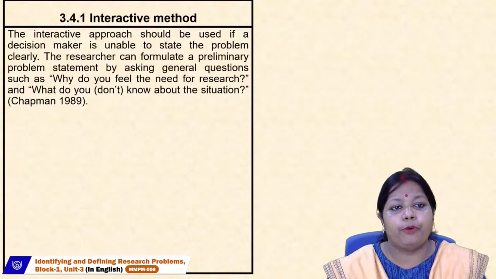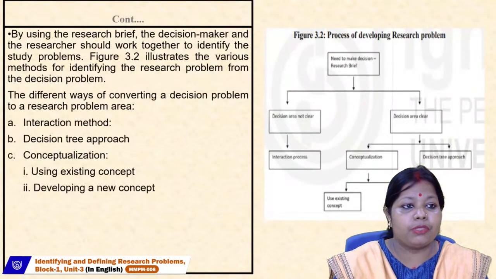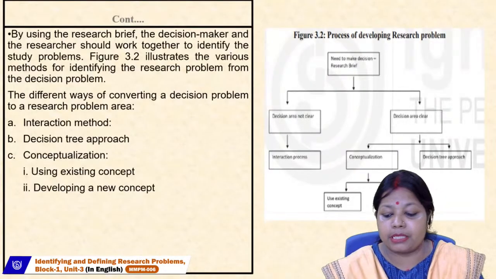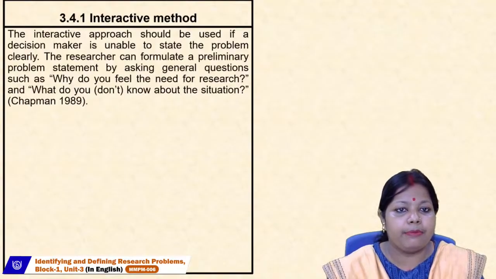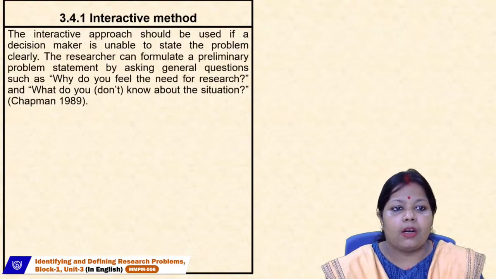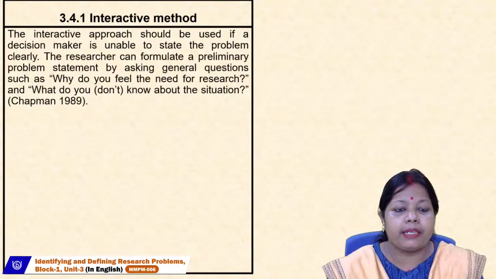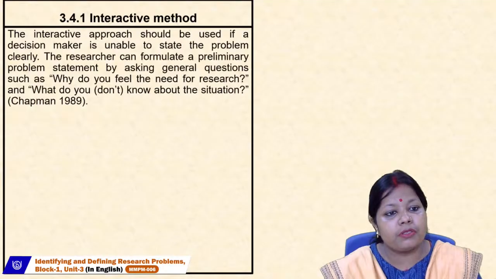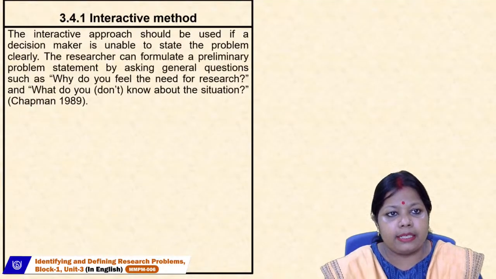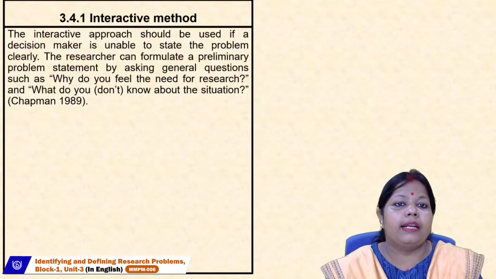In the subpoint 3.4.1, that is the interactive method, which we showed here, the first method is the interactive method. How does it work? The interactive approach should be used if a decision maker is unable to state the problem clearly, or the researcher can formulate a preliminary problem statement by asking general questions such as, why do you feel the need of the research, and what do you know about the situation? This should be clear in the interactive method.